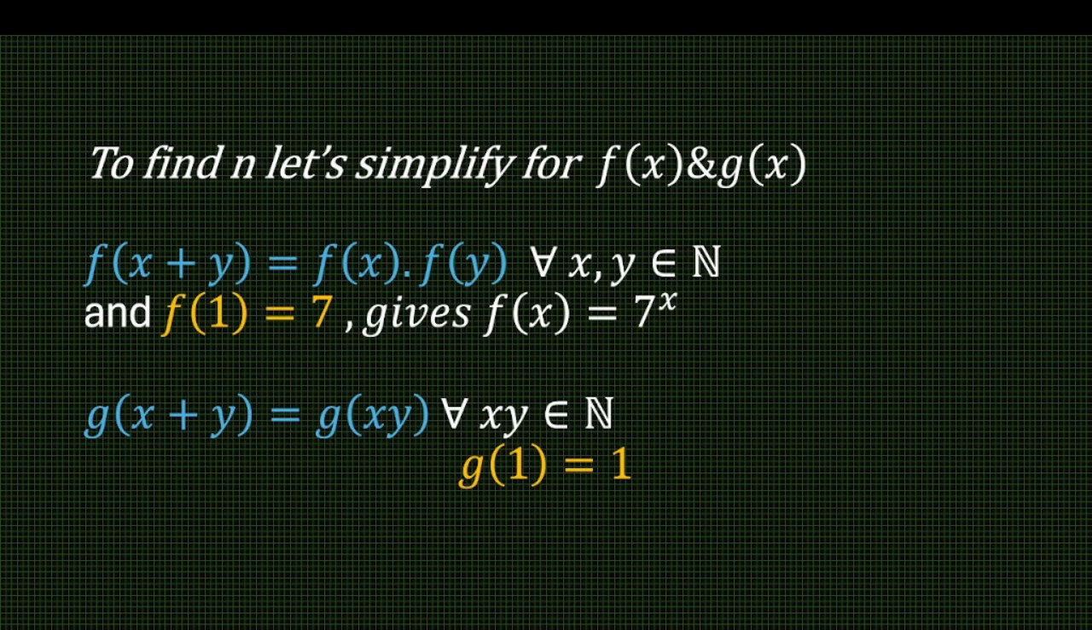So, we have f of x plus y is equal to f x into f y for all x, y belonging to naturals, and f of 1 is 7. So, both conditions give us f of x is equal to 7 to the power x. We can see this if we put y is equal to 0. So, f of x is equal to 7 to the power x. Now let's look at the g of x.